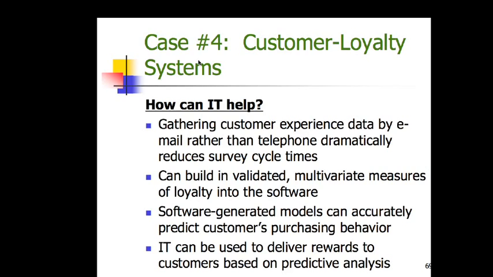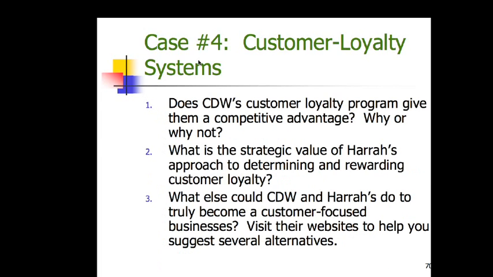So how can IT help gather customers' experience data, hopefully? Maybe with emails rather than telephone calls, reducing survey cycle times, making surveys shorter by actually knowing what questions to ask. The worst thing in the world is to say, okay, I'll answer the survey, and then 10 minutes later you're still answering the survey. Building validity, multivariate measurements, different criteria that you're looking at in terms of customer satisfaction expectations, software-generated models, maybe.